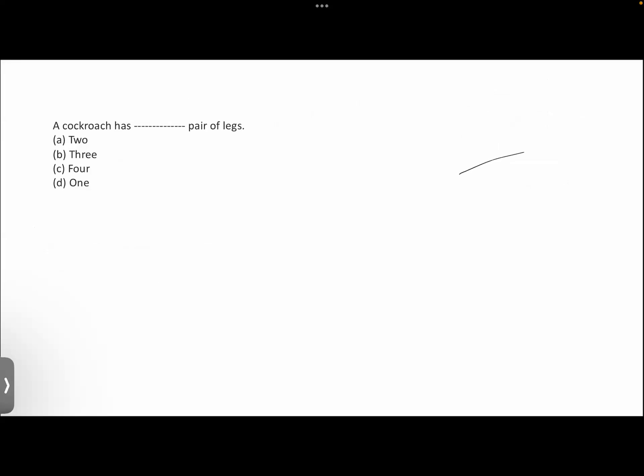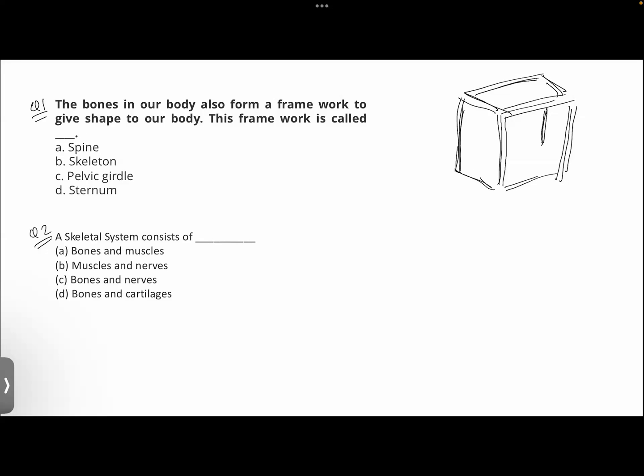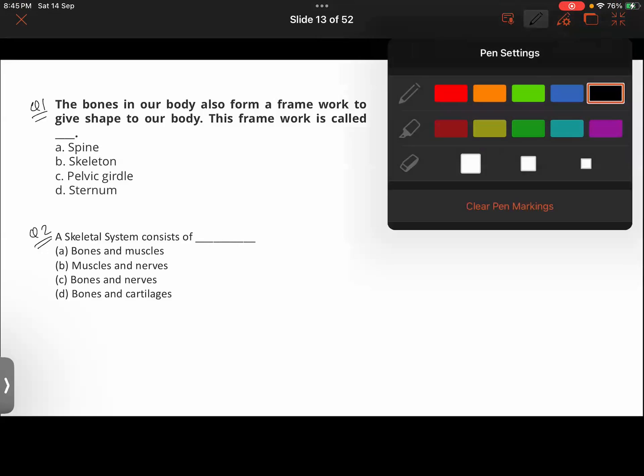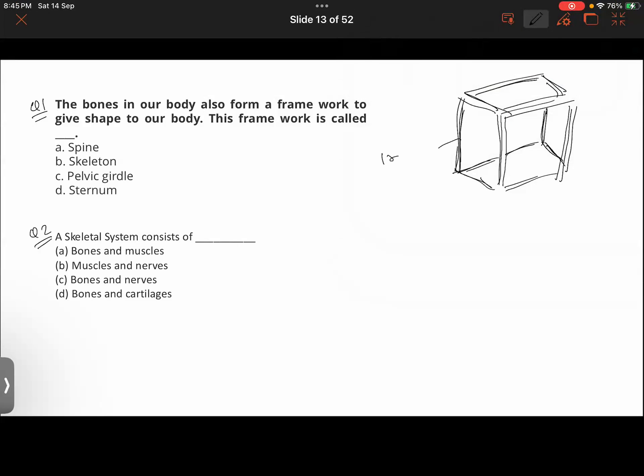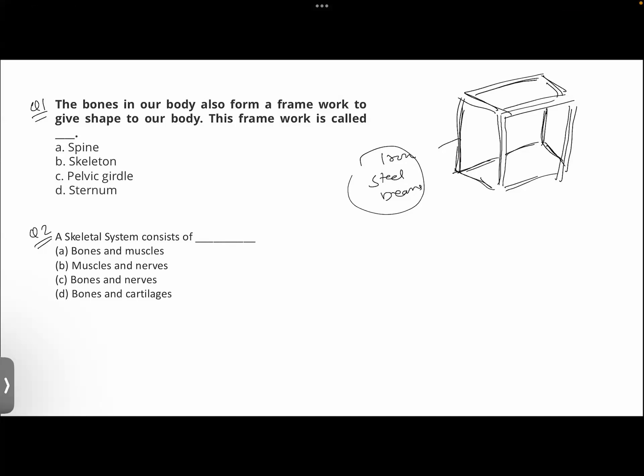Getting it. So, for example, you have a building like this. First of all, we have to ready the framework of the building now. Like we'll be using the iron or steel beams to raise a framework first of all, and then the bricks and other things will be fitted into it. So that's the skeleton.